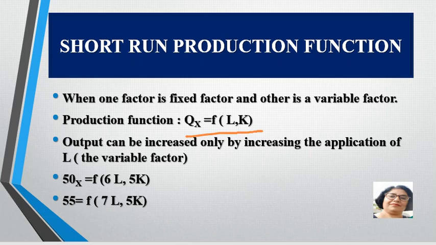Fixed factors are constant, they cannot be increased. So when we want to increase the output, we have to increase the application of the variable factor. Here we are producing the quantity 50 by using 6 units of labor and 5 units of capital. There is a bar on the capital, 5 units. It means when we want to increase the production up to 55, we will increase labor to 7. Here we are using 7 units of labor and 5 units of capital. We have increased the quantity of production by using more variable factor and keeping the fixed factor constant.